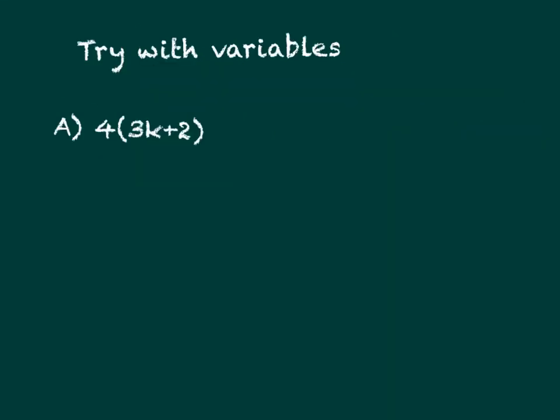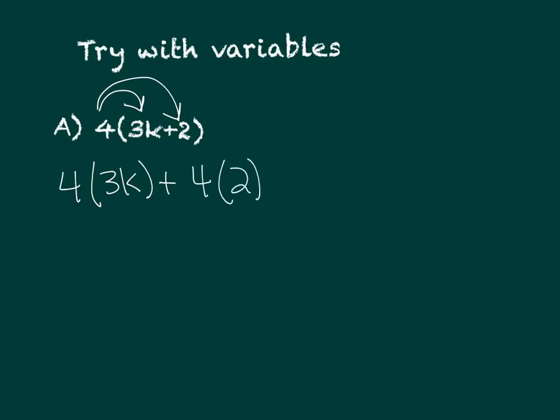Now let's try using the distributive property with variables. So if you take a look at part A, we have 4 times 3k plus 2. We're going to distribute that 4 to the 3k and the 4 to the 2. So that gives us 4 times 3k plus 4 times 2. 4 times 3k is 12k plus 4 times 2 is 8, and that's our final answer.